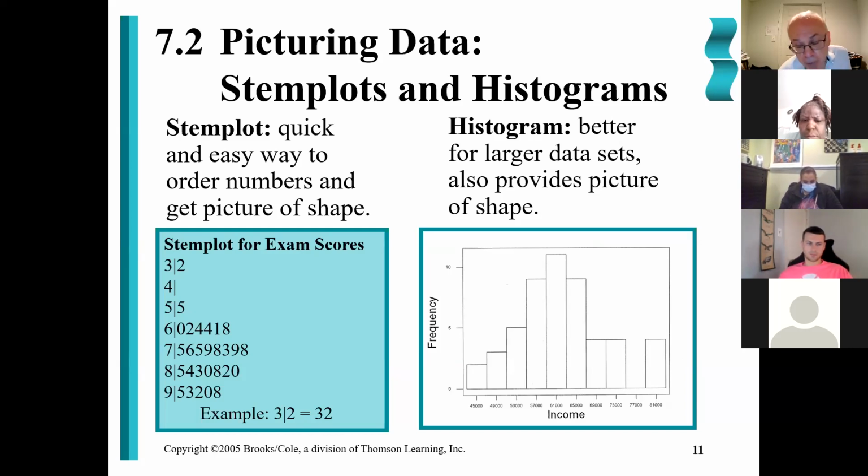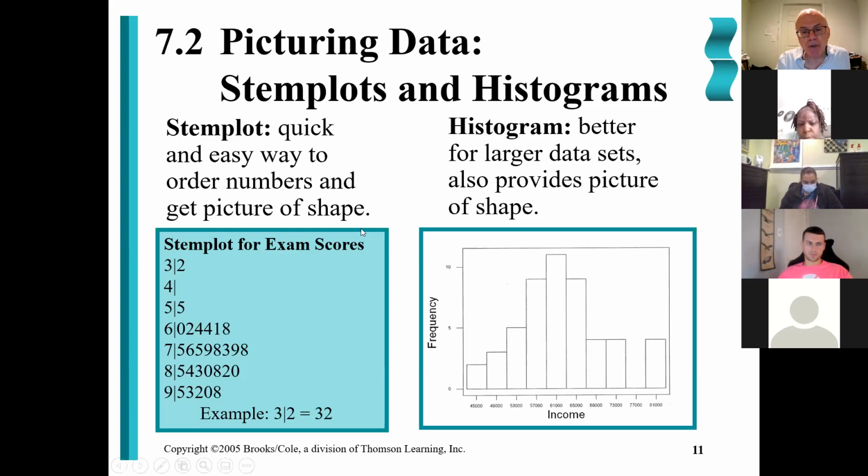And typically when I test you, both on this next test and on the final exam, I like to give a stem plot because I want to make sure that you understand what a stem plot is, that it's really a way of displaying all the numbers in the data set, and that you can read any number in the data set from the stem plot. You can see them.